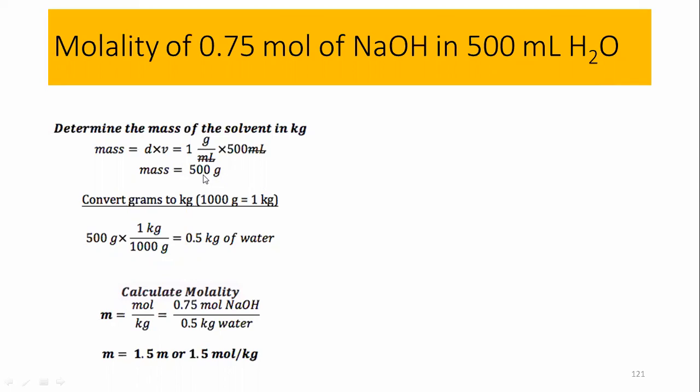Now you have to convert this mass in gram into kilogram. And you know 1 kilogram is equal to 1000 gram. Again, the unit cancellation method: 500 gram, 1 kilogram is equal to 1000 gram. Gram is cancelled out. What is left? Kilogram is left. And when you solve this, it is converted into 0.5 kilogram of the water.